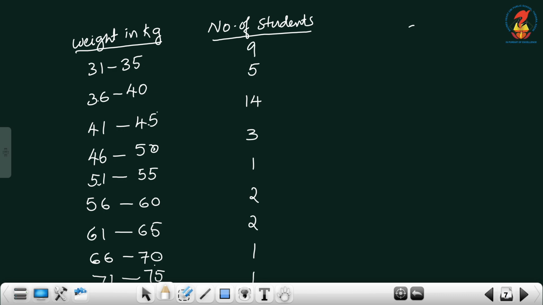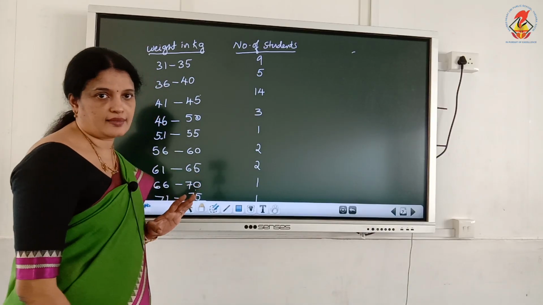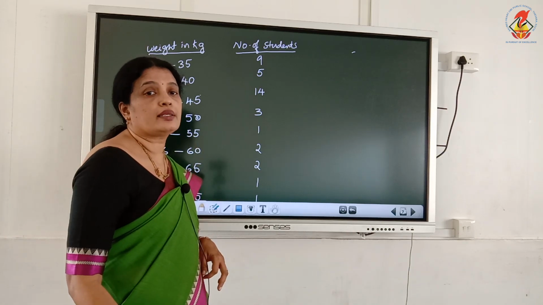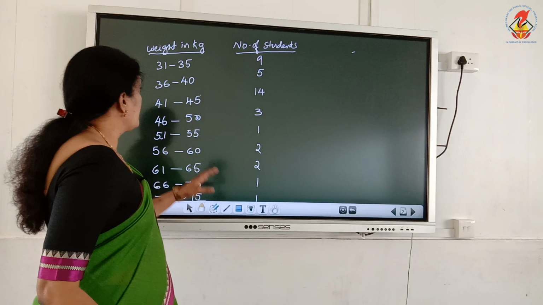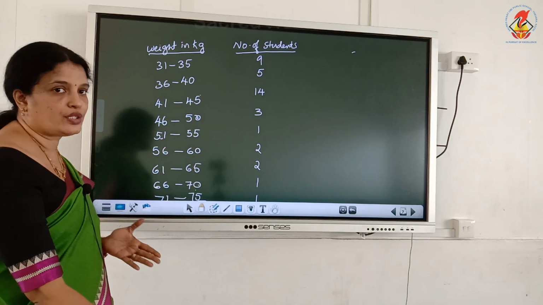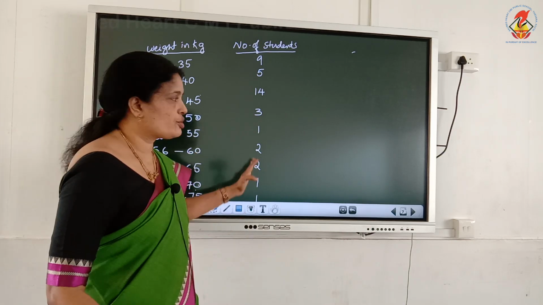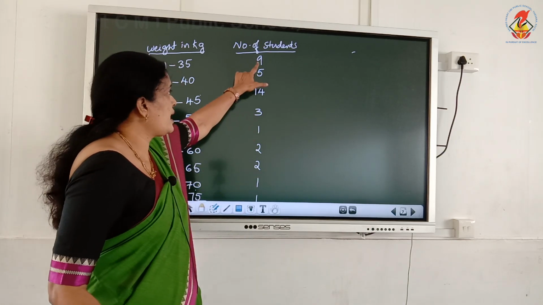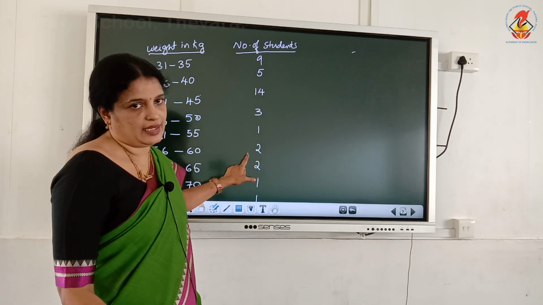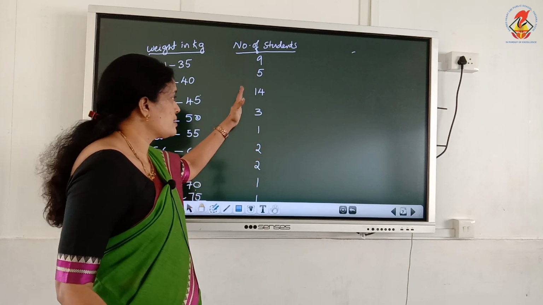One example: here the total number of students in this class is 38. We collected data about their weights. Here 31 to 35, 9 students. 36 to 40, and 41 to 45, 14 students, and so on. Total number 38. Here 9, 5, 14, 3, 1, 2 are what? Frequencies. Frequency means what? The number of times it occurs in this table.